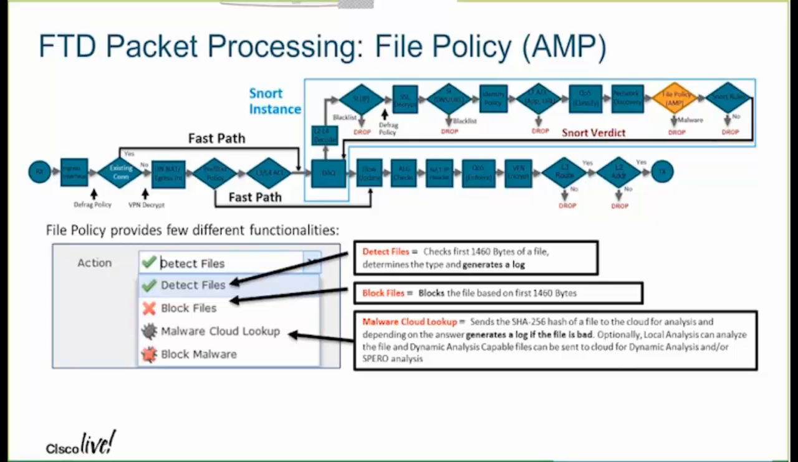And in case of malware cloud lookup, we would be calculating a SHA value for that specific file, and we would be sending that SHA value to the cloud for analysis. And depending on the cloud's disposition on that specific file, on whether it is a malware or not, it would either permit the traffic and allow that file to pass through, or it will go ahead and drop it.